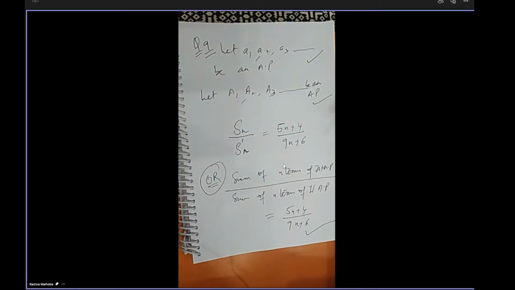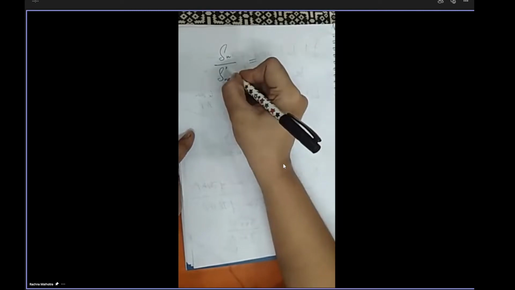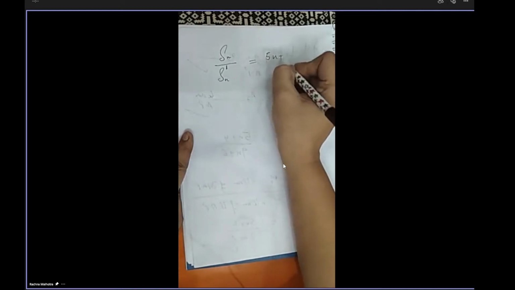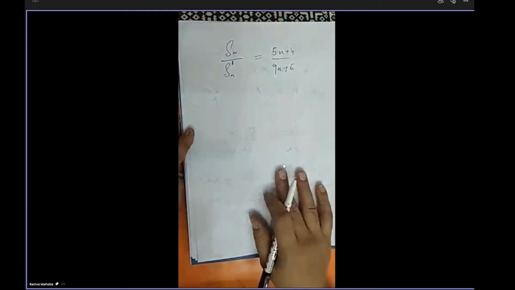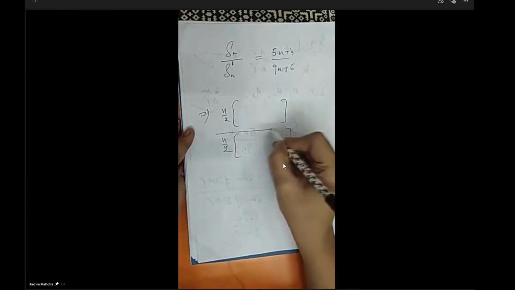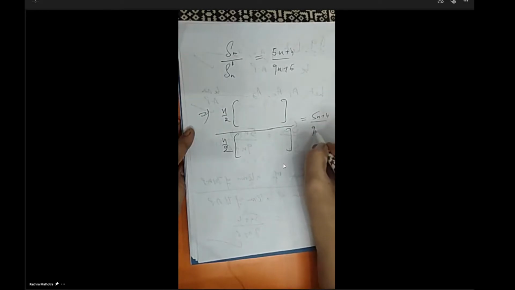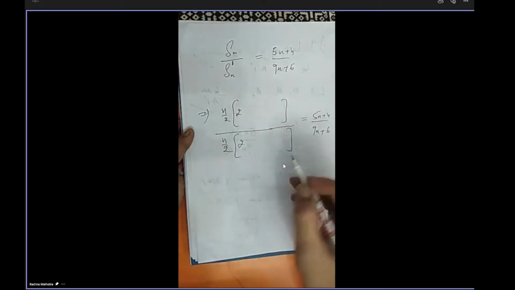Okay, ma'am. Look at the question: the sum of n terms of two APs. So for the first AP, what is the formula for Sn? For the first and second AP, the ratio is 5n plus 4 over 9n plus 6. Please tell me the formula for Sn for the first AP. N by 2, 2a plus n minus 1 d. Please tell me what is a. Ma'am, a is my first term.